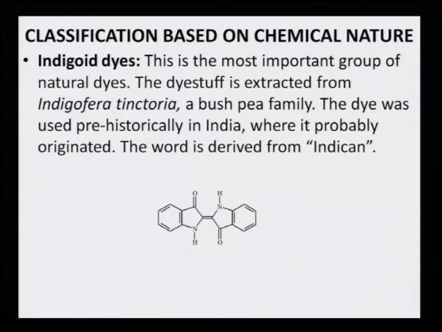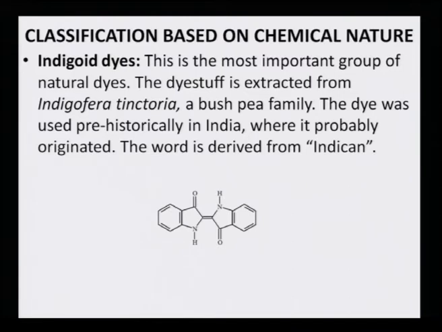Classification, which is based on their chemical nature. Now, I told you several names, but I will still repeat so that you get a good idea about the relationship between color and the structure. That time we were taking classification only in terms of the structure. The indigoid dye is the most common group of natural dyes. The dye stuff is extracted from Indigofera tinctoria, a bush of the pea family. The dye was used prehistorically in India, where it probably originated. The word is derived from indican. Now, you see it has a benzene ring, it has a carbonyl group, it has an NH, and they are connected with a C double bond C. So, that makes it a blue colored dye, because it has all the requisites of chromophore and auxochrome.